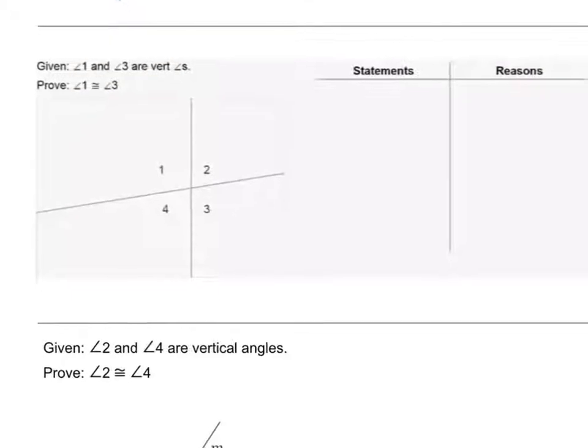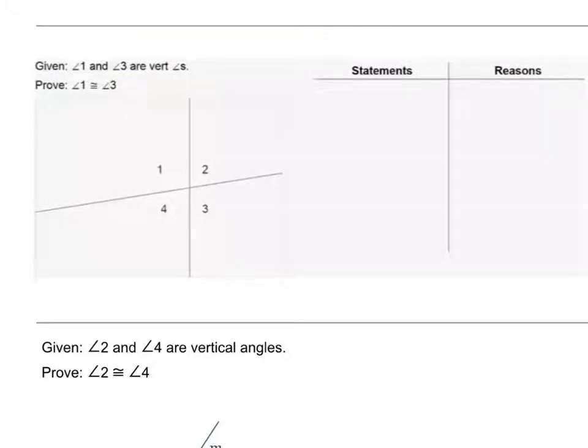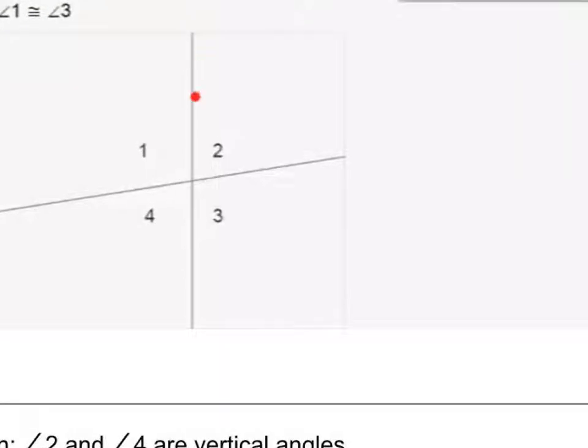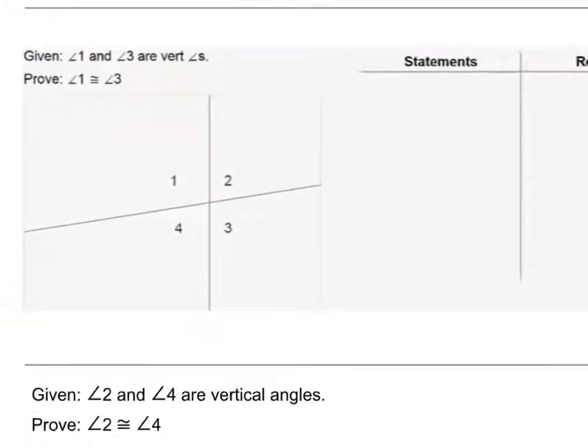Okay, and the proof is that we have this given statement, that angles 1 and 3 are vertical angles. We want to prove that angle 1 is congruent to angle 3. This one's kind of an interesting proof. You have two intersecting lines here. So if your angles are across from each other, they are vertical angles, and if they are vertical angles, then they are congruent.